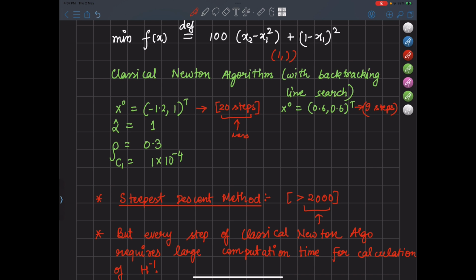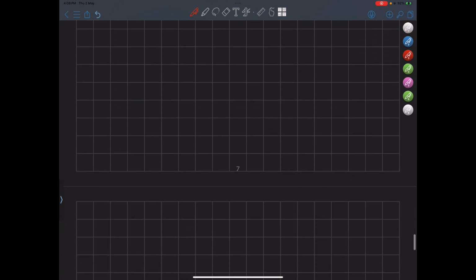So that's the case. For each step, the time required is more in classical Newton, but the number of steps required is less. On the other hand, each step takes lesser time in the steepest descent method, but the number of steps are huge. In this particular case, more often than not, the classical Newton algorithm converges faster, because even if the computation required for each step is large, the number of steps required is very small compared to the steepest descent method. So this was the example 2.